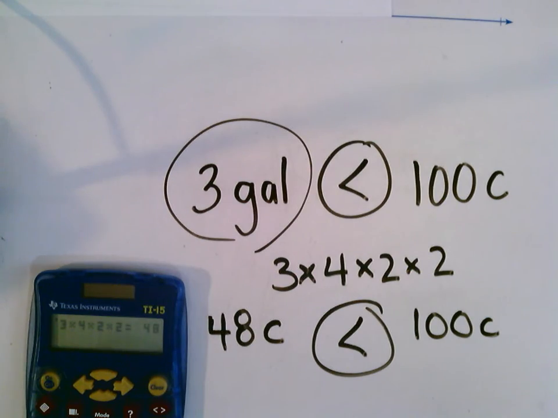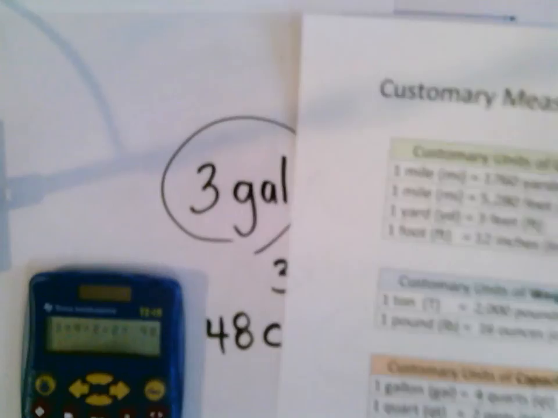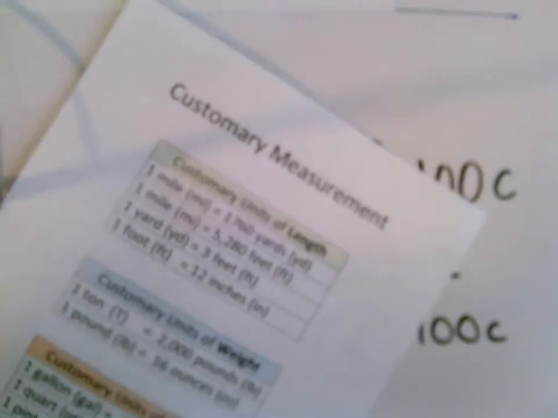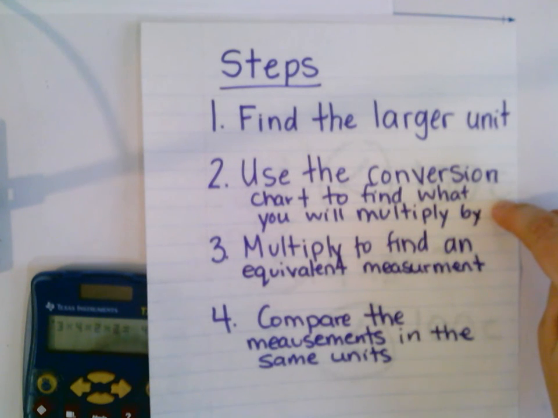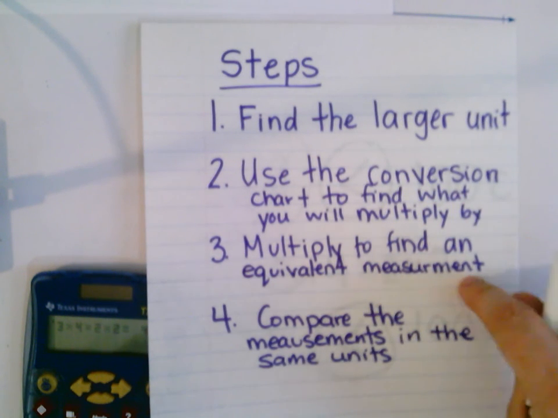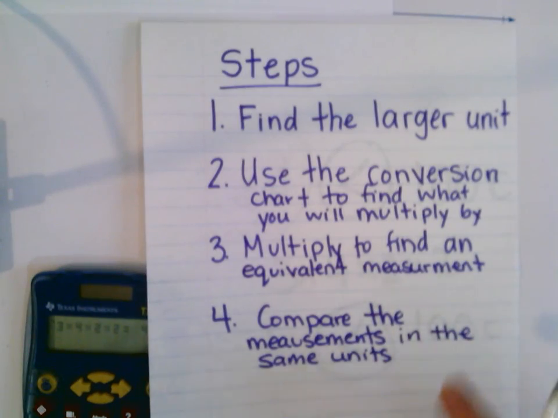On today's work, you're going to be comparing our customary measurements. Again, you're going to find the larger unit, then use the conversion chart to find out what you're going to multiply by. You're going to multiply to find your equivalent measurement, and then you're going to compare the measurements in the same units.